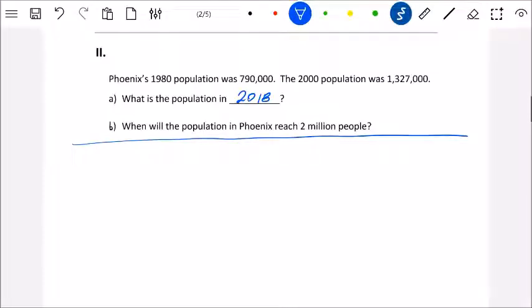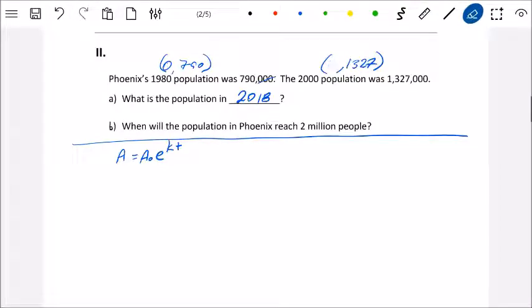Welcome back. Let's go ahead and do the different parts of it, just like I did in the last problem. I'm going to recognize that that'll be the 0 year and the amount. The population was 790. I'm going to take away the zeros for it. And the 2000 population is 20 years, and it's 1327. So I'm going to rewrite a couple of these numbers to make them clearer. So we have those points to work with.